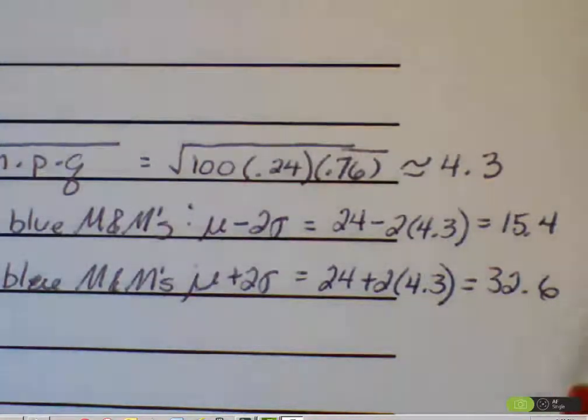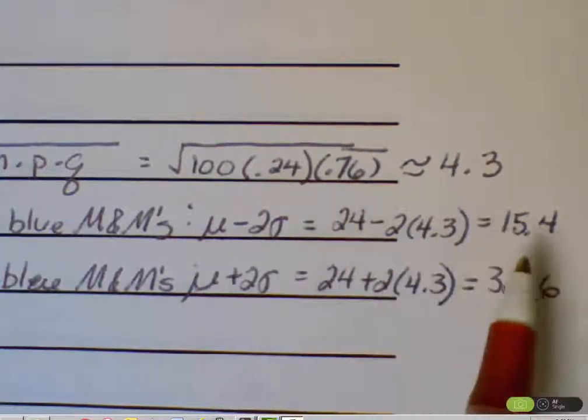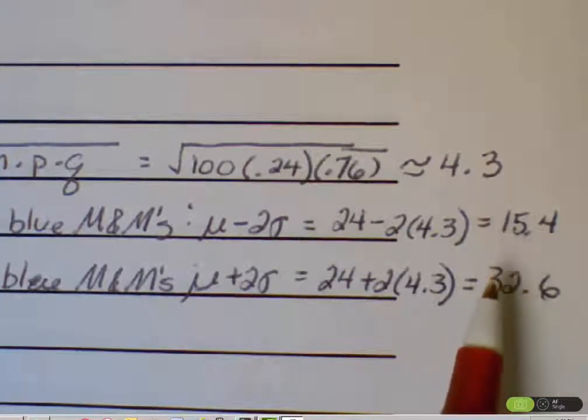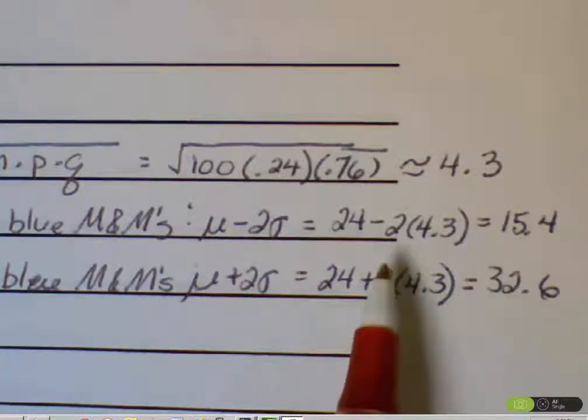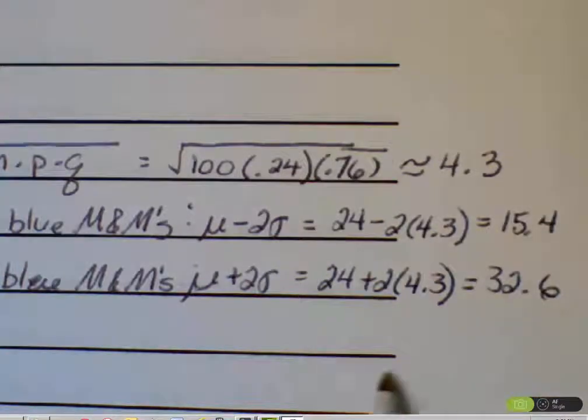That means I'm not going to be surprised if my bag of 100 M&Ms has between 15.4 and 32.6 blue M&Ms, but 10 would be surprising, unusual, because it's less than the minimum usual value, and 40 blue M&Ms would be unusual because it's more than the highest expected or highest usual number of blue M&Ms.